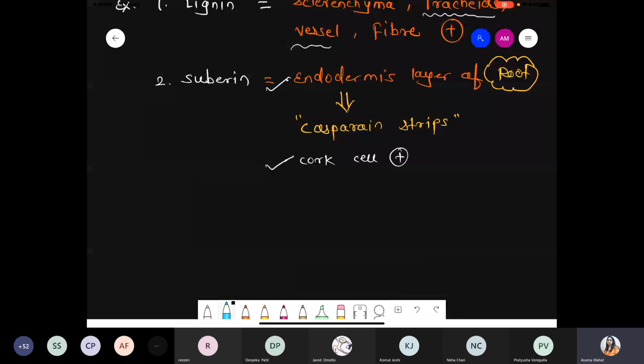The third one is cutin. Cutin is basically a kind of fatty acid which forms the cuticle. So cutin forms the cuticle, which is a waxy layer. Cuticle means what? It is a waxy layer which is present on the leaf as well as the stem.